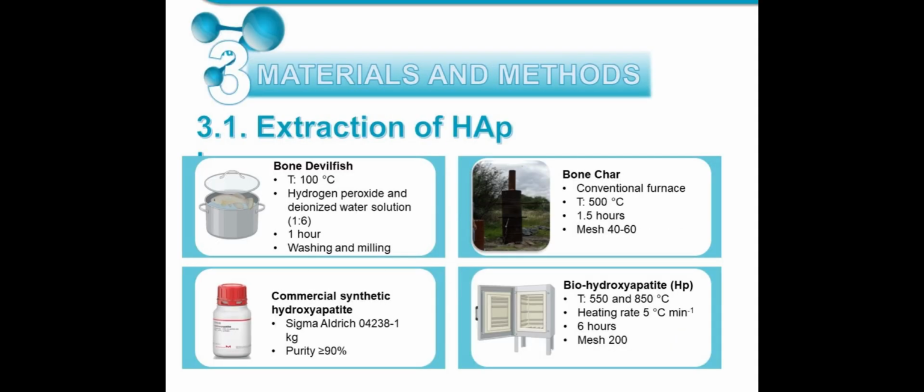Methodology. First, the plecostomus bones were cleaned through a hydrothermal treatment with hydrogen peroxide and deionized water. Then, we followed 3 synthesis routes. 1. Pyrolysis in a conventional furnace at 500 degrees Celsius for 1.5 hours to obtain carbonized bone. 2. Calcination in a muffle furnace at 550 degrees Celsius and 850 degrees Celsius for 6 hours. 3. Comparison with commercial synthetic hydroxyapatite, Sigma Aldrich.